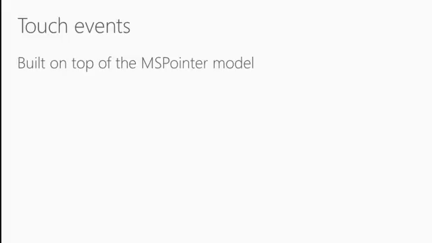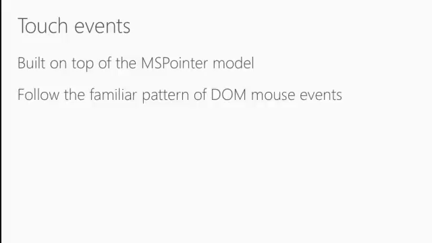The first thing that we support is touch events. Touch events are a way for JavaScript to tell the browser that it wants to capture all touch input and then do something with it. It's built on top of the MS Pointer model. That's the same model that Windows 8 uses, so we share the same code across our platforms. It follows familiar DOM patterns for mouse events. So if you have used mouse events before, transitioning to this touch model is not going to be very difficult at all.